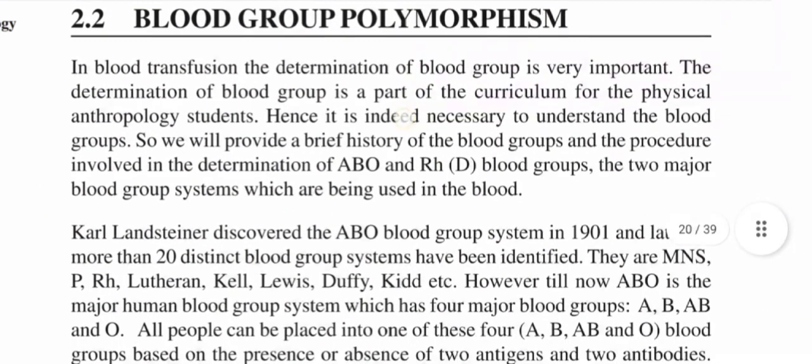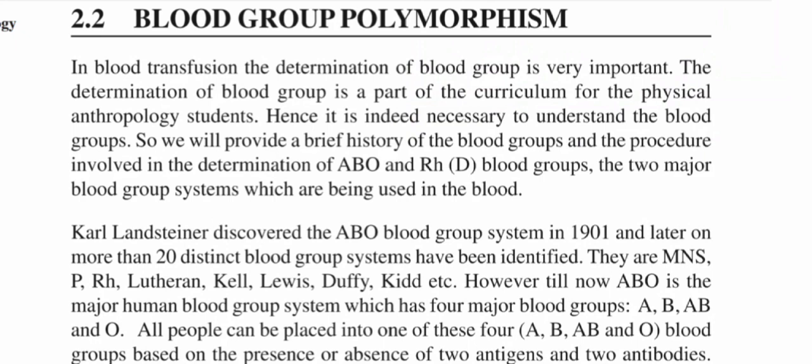Blood group polymorphism. In blood transfusion, the determination of blood groups is very important. The determination of blood groups is a part of the curriculum for the physical anthropology students. Hence, it is indeed necessary to understand the blood groups. So, we will provide a brief history of the blood groups and the procedure involved in the determination of ABO and RH-D blood groups, the two major blood group systems which are being used in the blood.